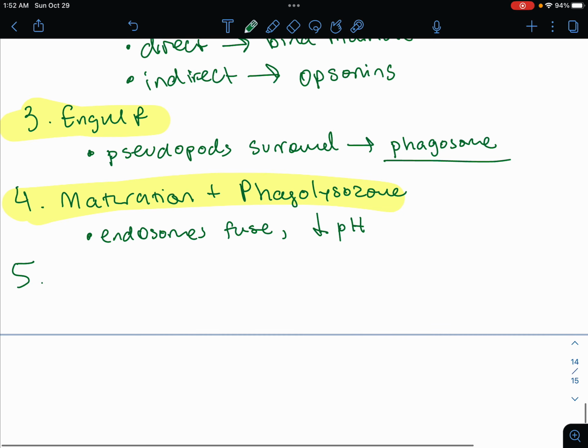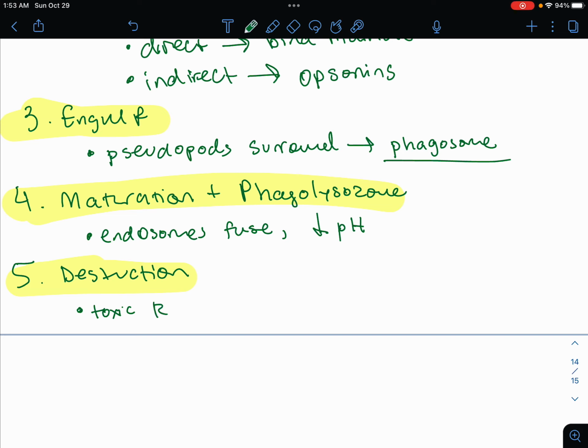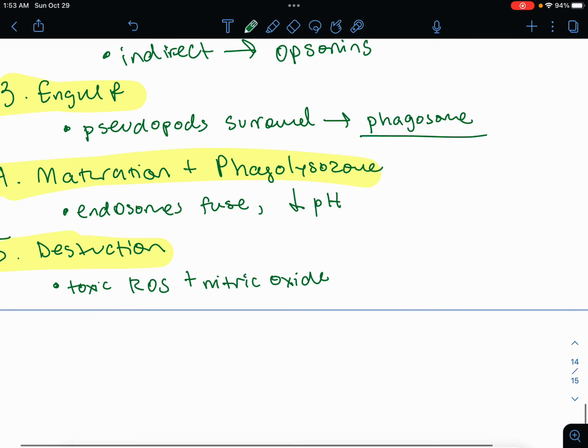You also have step 5. This is destruction. We didn't even need more destruction, but we need to make sure we get rid of those pathogens. We're going to have toxic reactive oxygen species enter the play, as well as nitric oxide. The enzymes are going to be there. Defensins are also going to be there.